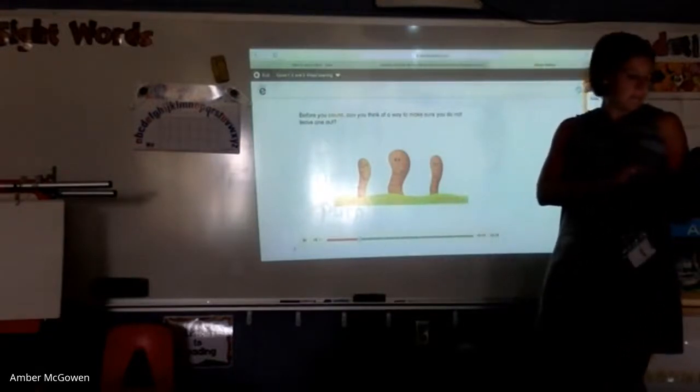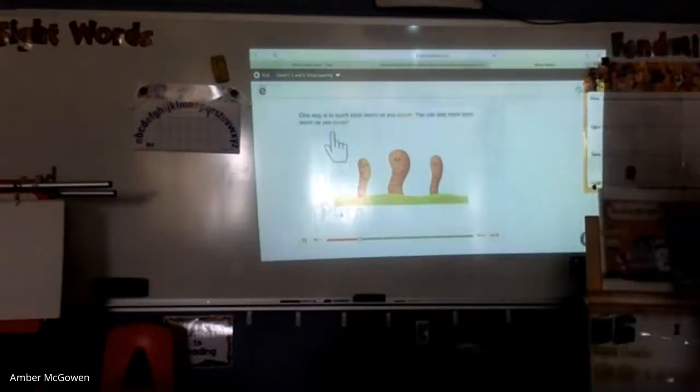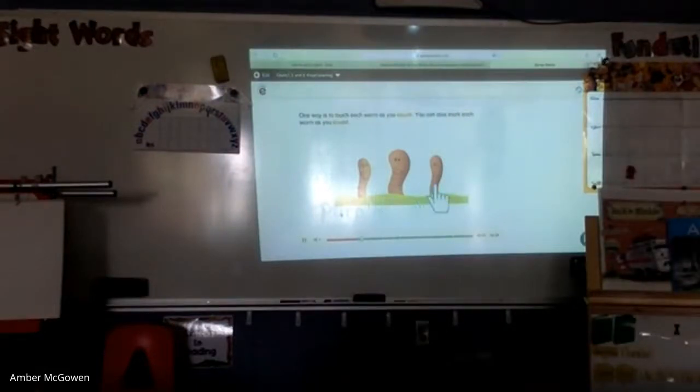One way is to touch each worm as you count. You can also mark each worm as you count. You can use an arrow to mark each worm. Let's count together to see how many worms there are. 1, 2, 3. Now you can finish the counting story. How many worms are there? 3. Good. There are 3 worms popping up from the ground.